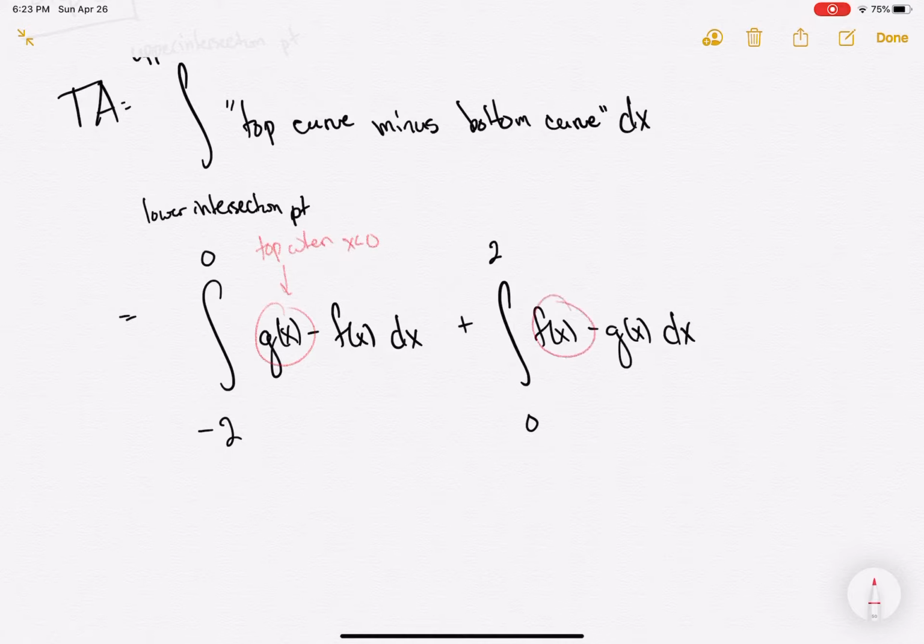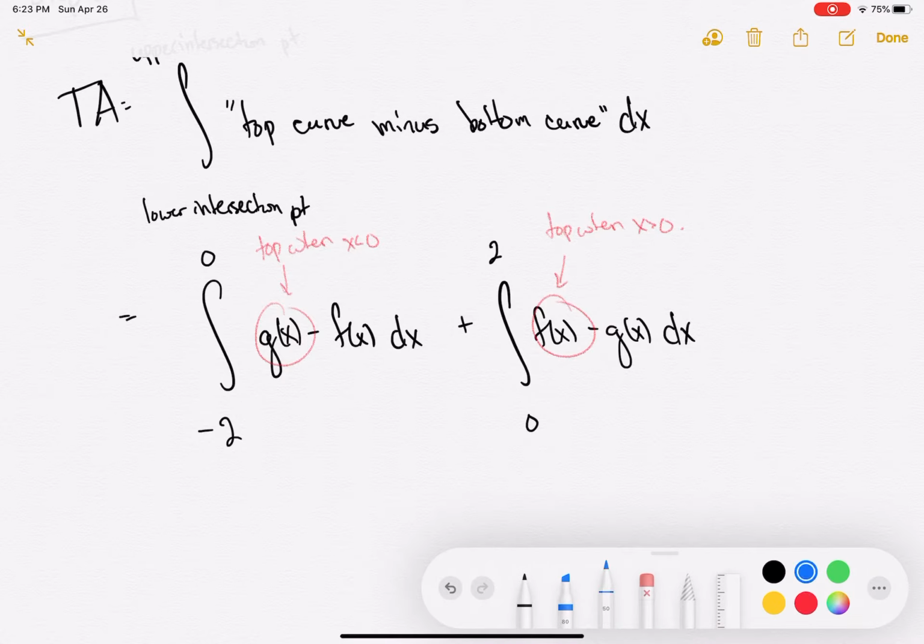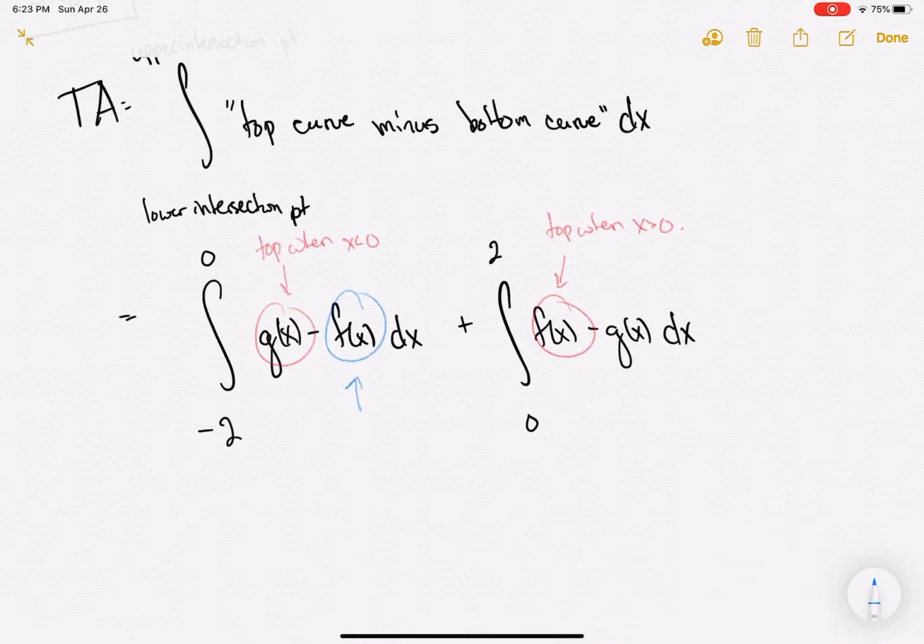when x is less than 0, and this is the top when x is greater than 0. So that's just how we want to think about it. And I guess I'll add these in regardless. This is bottom when x is less than 0, bottom when x is greater than 0.